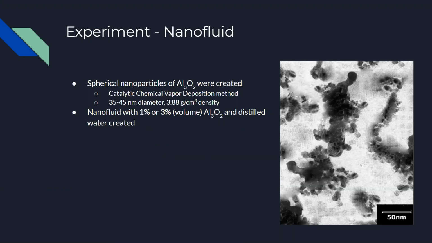To start off the experiment section, the paper talks about how the nanoparticles were created. So spherical nanoparticles of aluminum oxide were created using the catalytic chemical vapor deposition method. This resulted in spheres that were between 35 and 45 nanometers in diameter with a density of 3.88 grams per cubic centimeter. After the nanoparticles were created, a nanofluid using 1% or 3% concentration by volume of aluminum oxide was mixed with distilled water to create the working fluid.